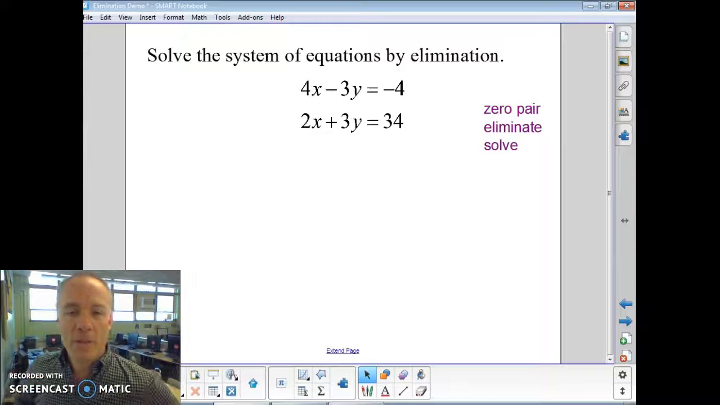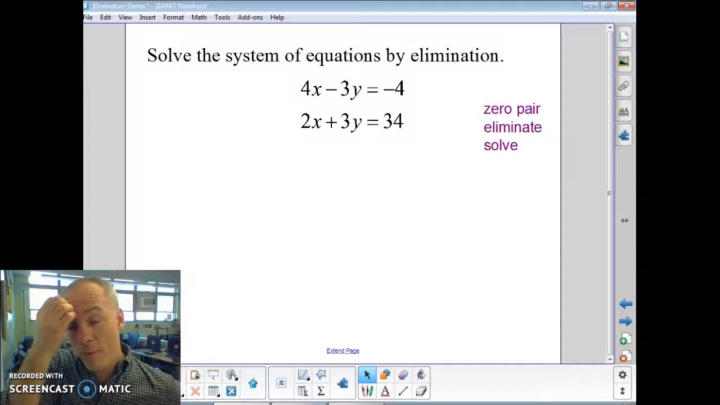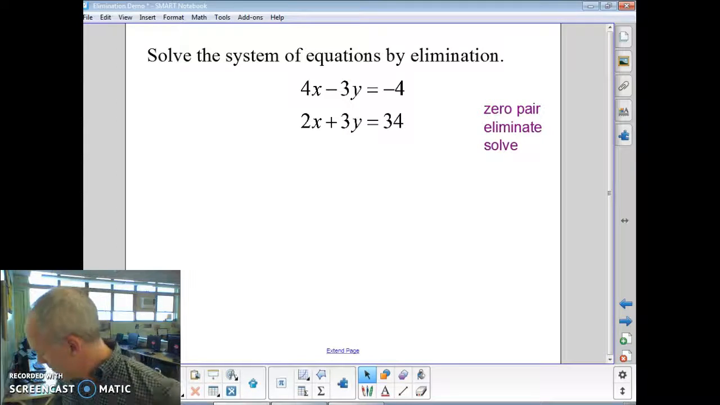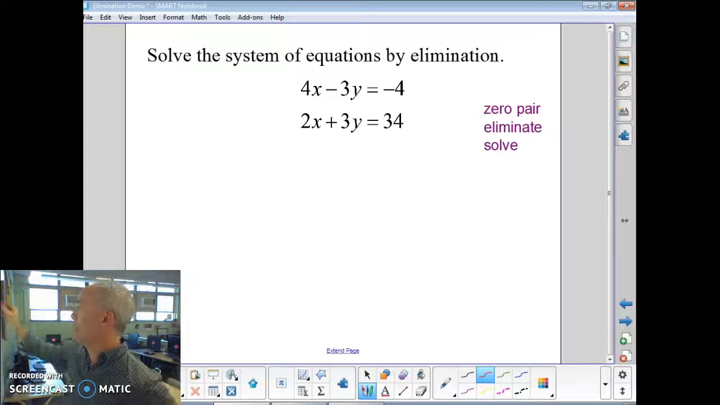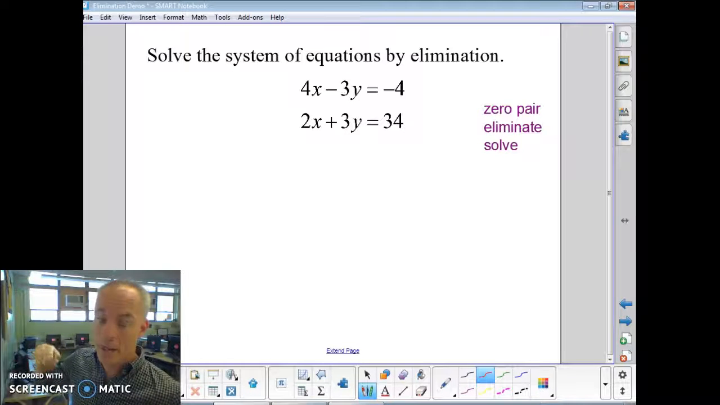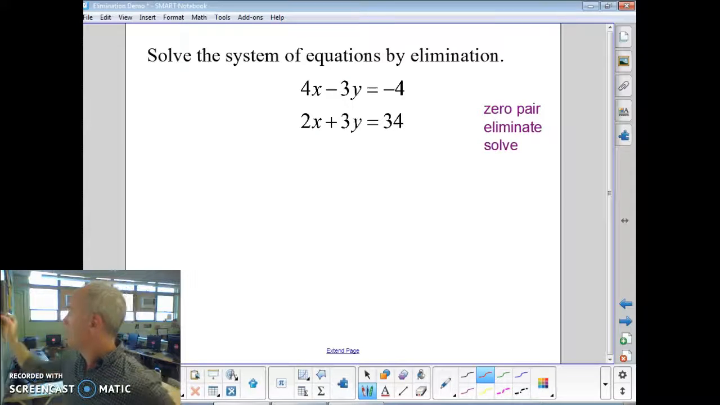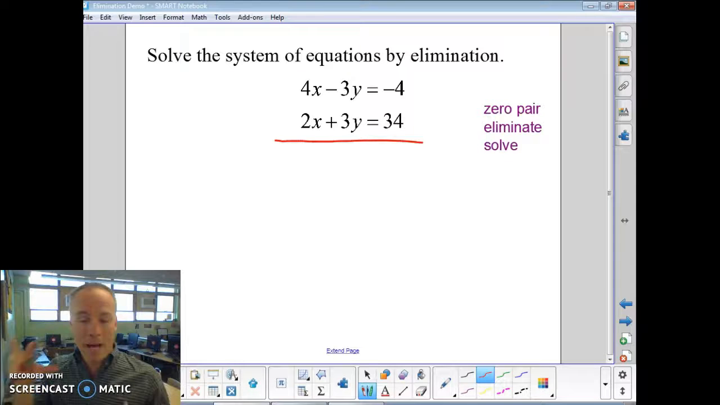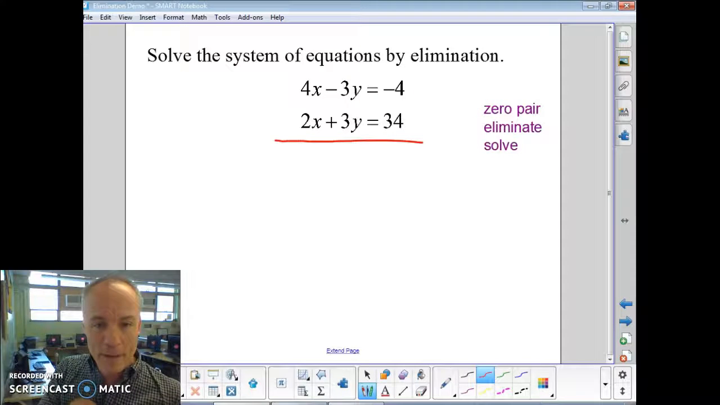So in this first example, let's solve a system of equations by elimination. First step is to find a zero pair. So in this equation, we actually do have a zero pair, negative 3y and positive 3y. We're looking for a zero pair that we can combine with the same variable. So next step is to combine the two equations to eliminate one of the variables.